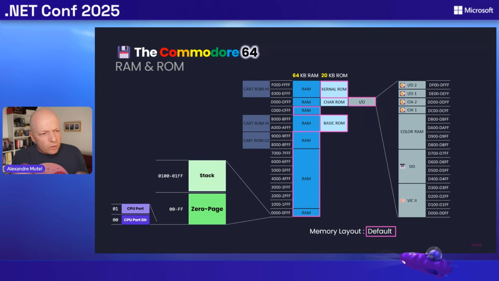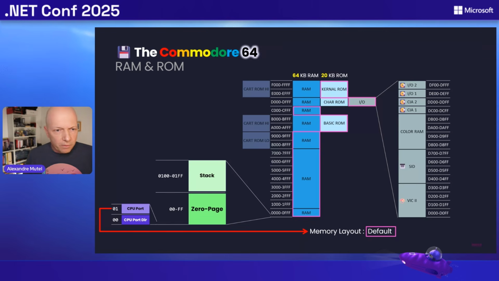And finally, if we zoom in even more, there are two tiny registers, 0 and 1, and register 1 is what makes the memory layout possible, because by just flipping a few bits here, you can switch between showing the ROM or accessing the underlying RAM entirely.